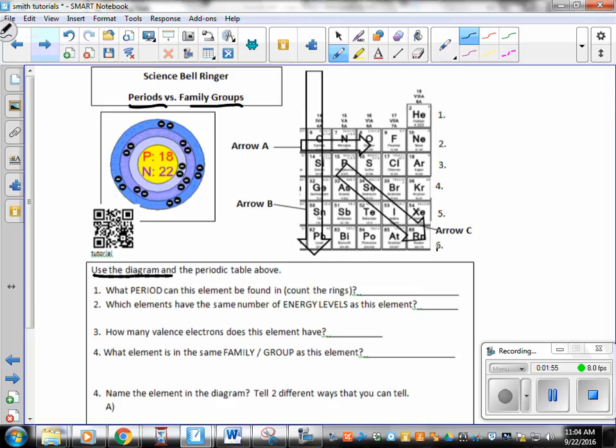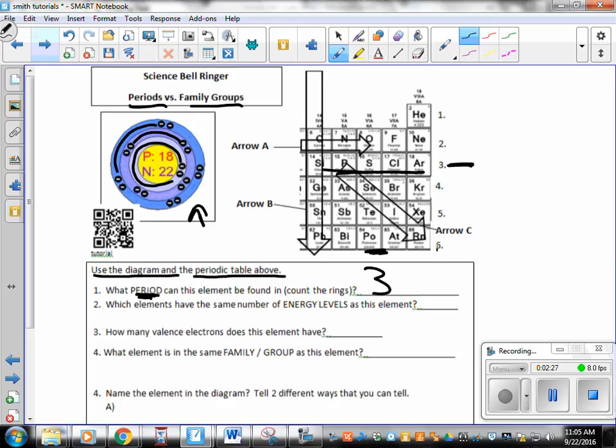Use the diagram and the periodic table above. So I have to look at this, and this is a little snippet or a portion of the periodic table. What period can this element be found in? Count the rings. So here's 1 ring on this atom. That's the 2nd ring. That's the 3rd ring. So it has 3 rings. That means it's in the 3rd period. So it's one of these elements on the snippet.